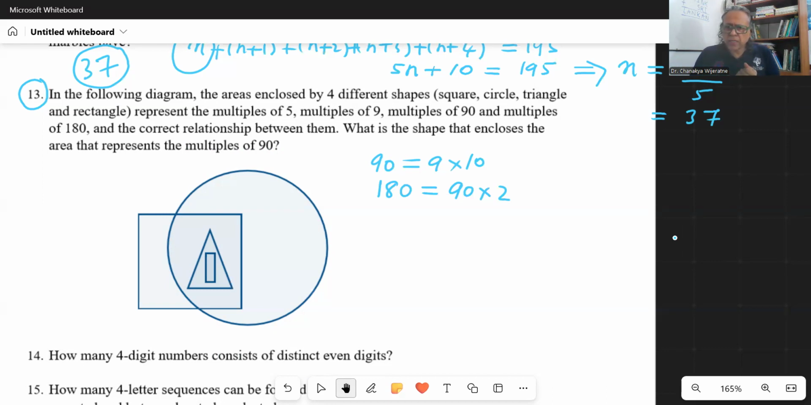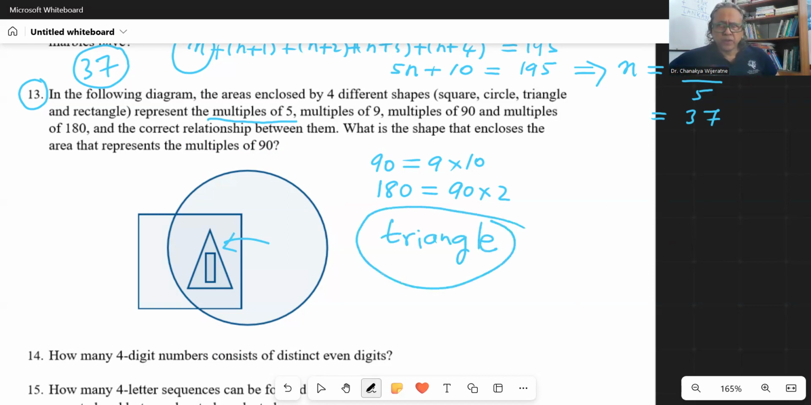And you can see that that requirement is satisfied by circle, triangle, and rectangle. And the square must be the multiples of 5, right? Anyway, the question is, what is the shape that encloses the area that represents the multiples of 90? So it has to be the triangle. So the answer is triangle. Okay, next question.